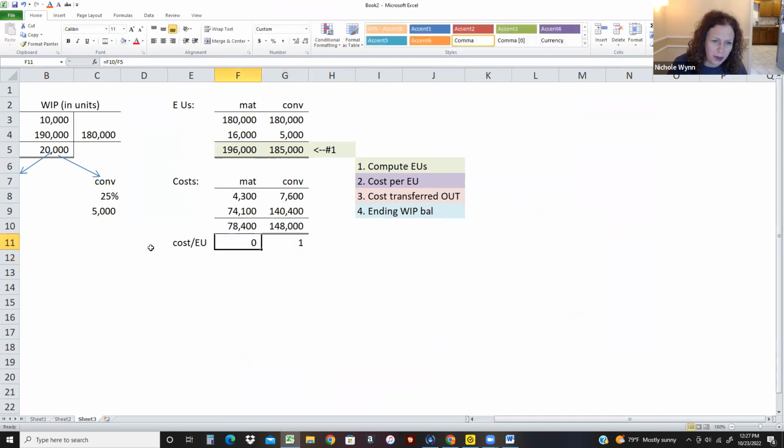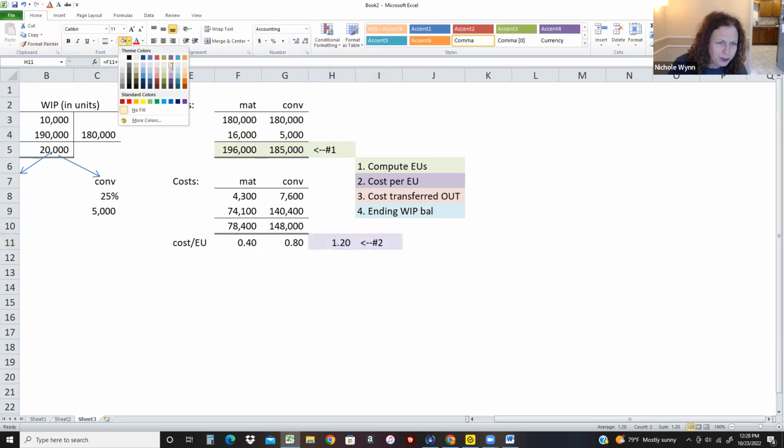Now, these numbers, I need them to have decimal places. So I'm going to hit the comma button, and it looks like 40 and 80. So in total, it looks like my cost per EU is $1.20. So this is my answer for number 2. So at this point, you might wonder why you're allowed to add them together, because I didn't have you add these together. And that's because there's duplication within here, but there's not duplication within the costs.